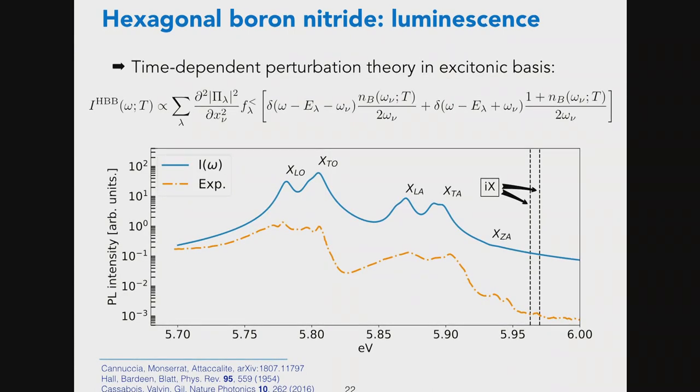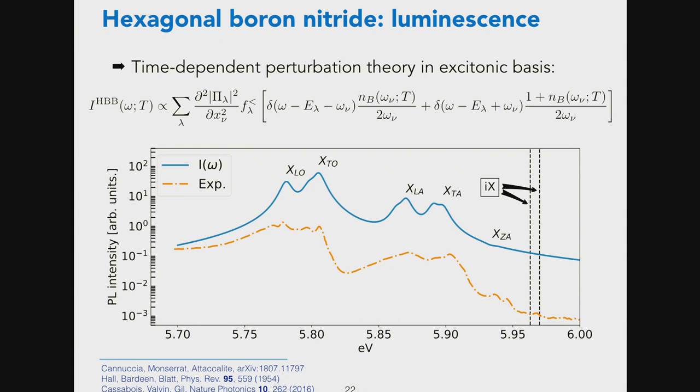So in this particular case, we actually went beyond the adiabatic approximation, using time-dependent perturbation theory, just in the same way as Hall, Bardeen, and Blatt did in the 1950s to describe phonon-assisted optical absorption, but in this case, in the excitonic basis, then you can derive the expression for the photoluminescence intensity. This is the exciton dipole matrix element, essentially. And what we're doing is we're displacing the relevant phonon in the system and looking at the change in that. And then these are just the occupation factors, energy conservation terms, and crucially, we have the phonon contributions in the energy conserving terms. And these again are the Bose-Einstein factors. And these are the results.